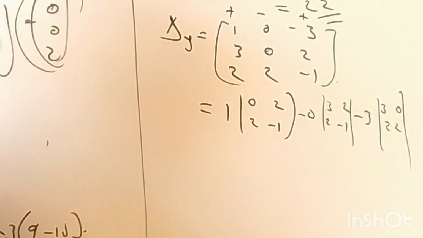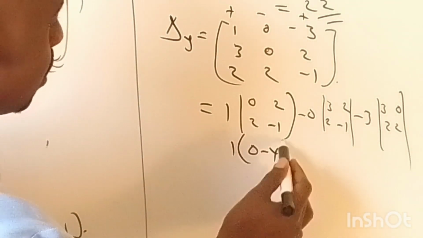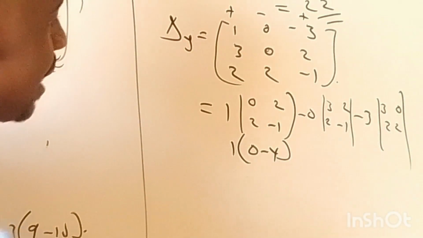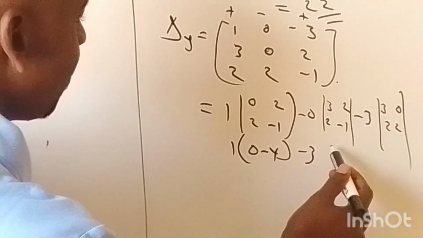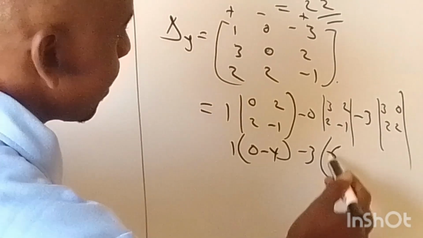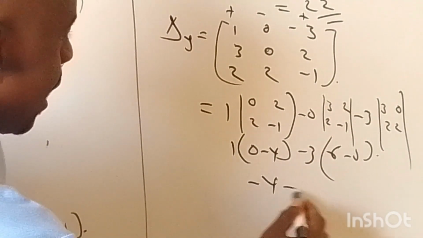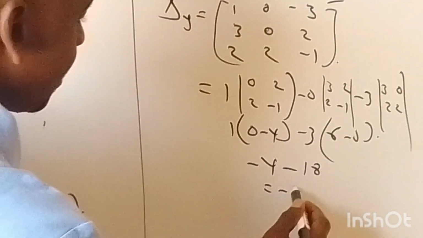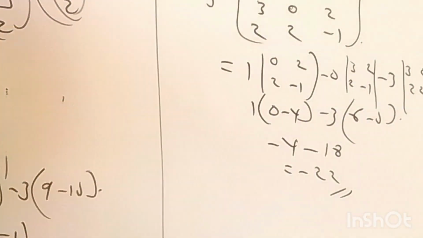So what do you get for the determinant? That is 1 multiplied by 0 minus 4, which is 0. A 0 multiplied by a number is just 0. Then we have negative 3 multiplied by 6 minus 0. So what do we get? That is negative 4, negative 18, and we get negative 22. And that is the determinant of the matrix Y.